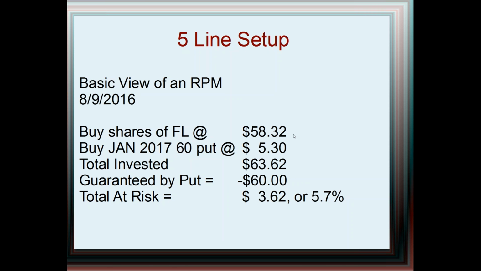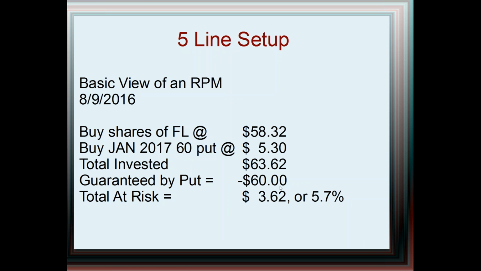But on Tuesday, if I was opening a trade new, I would have bought shares of Foot Locker at the price of $58.32. At that time, our January 2017 60 strike put, so we're about $2.68 in the money, was priced at $5.30. So if I entered a radioactive trade, I would have invested for 100 shares $6,362 into a Foot Locker RPM.